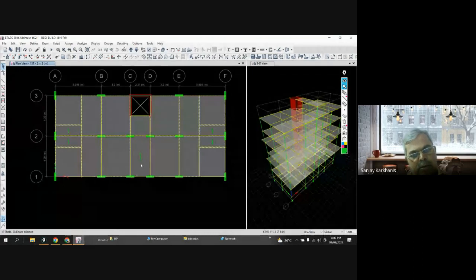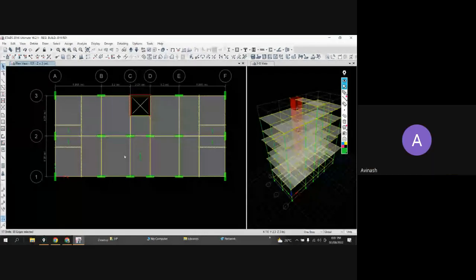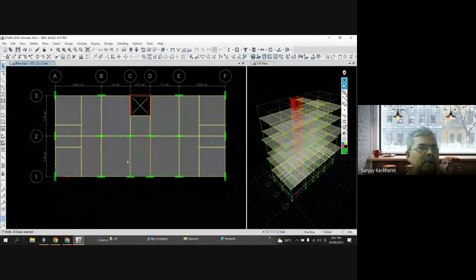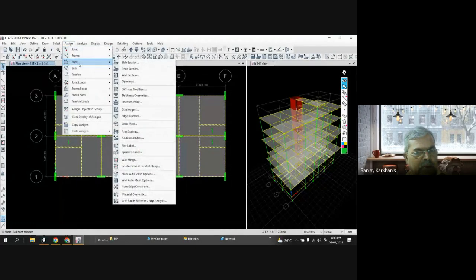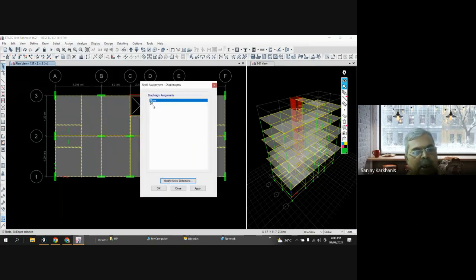Is that clear? Yes, sir. Now, after selecting, I will go to assign, and what I have selected are shells. So I will go to shells, and under shells, I will look at diaphragm. I will click on diaphragm, and then I will click on D1, because I know that D1 is a rigid diaphragm, and I will click OK.